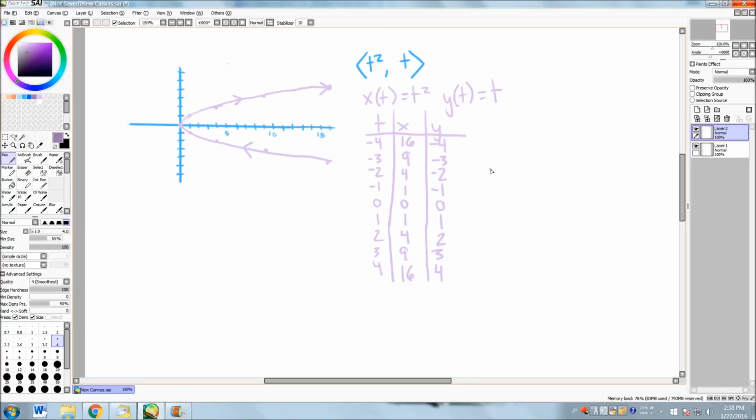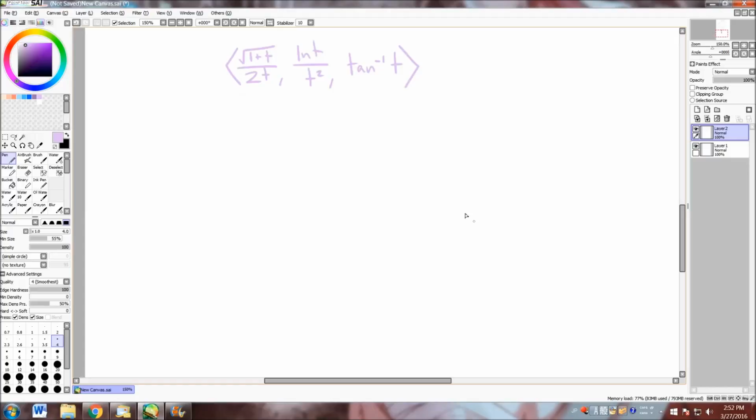This can also work for finding the limit, as the limit of this vector would be infinity as t goes to infinity, because as t goes to infinity, x of t goes to infinity, and as t goes to infinity, y goes to infinity. Okay, let's try to find the domain and limit of this vector function.